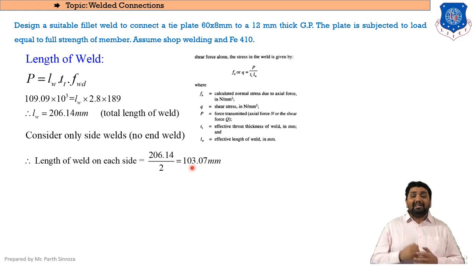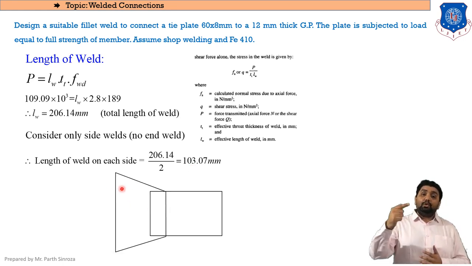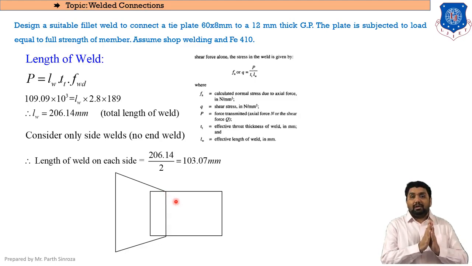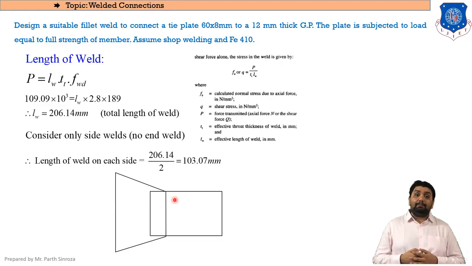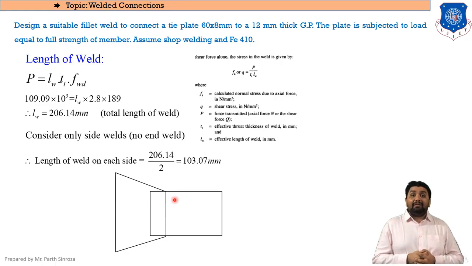Clear? Now keep in mind, as you can see in the figure here, if we provide welds on only sides, that is on the top side and bottom side, then there will be chances of failure from the end portion. As you can see, at the vertical portion there will be chances that the plate gets ruptured due to the non-bonding of the materials. That is, a proper bond is not obtained between our main plate and gusset plate at the end portion. Clear?